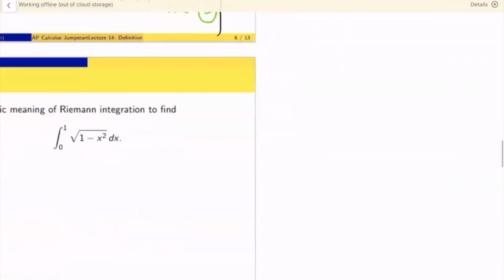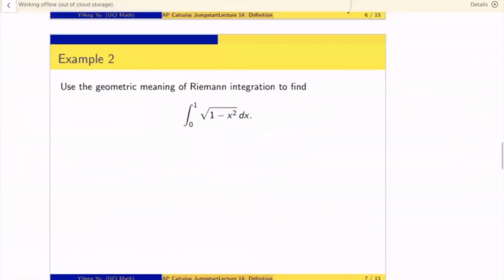All right, now let's look at example 2. Again, we want to use the geometric meaning of Riemann integral. Okay, so Riemann integral, not integration. So Riemann integral to find this one. So from 0 to 1, the square root of 1 minus x squared. Again, let's draw the graph.